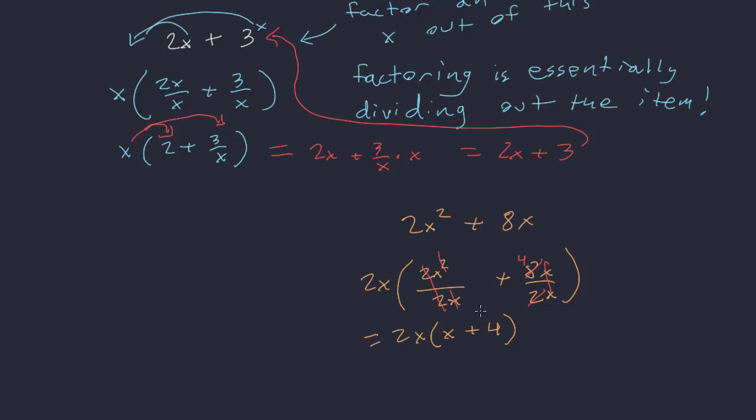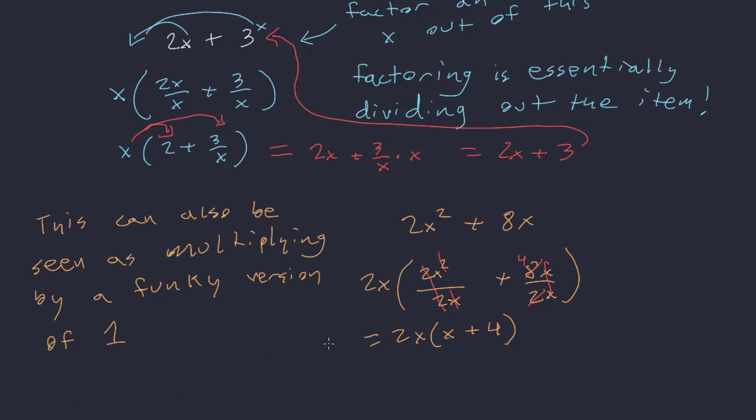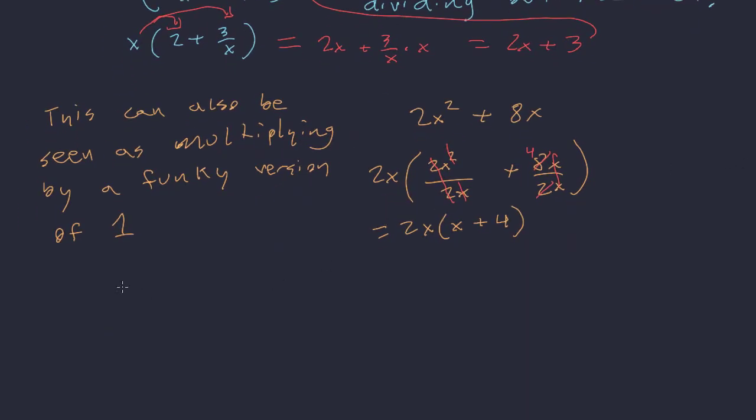Okay. Another thing you could think is multiplying by a funky version of 1. So by multiplying by a funky version of 1, for example, if we're back here with the 2x plus 3 again, and let's say I want an x on the outside, so I multiply by x over x. That's a funky version of 1 because anything over itself is 1, provided that x is not 0. That's something we do need to be careful about.